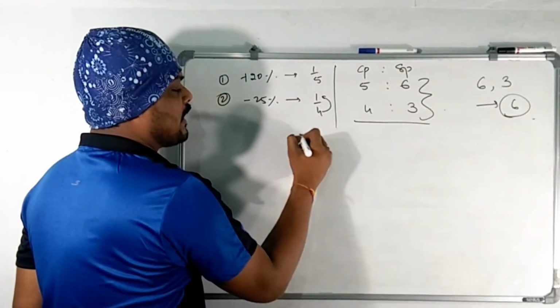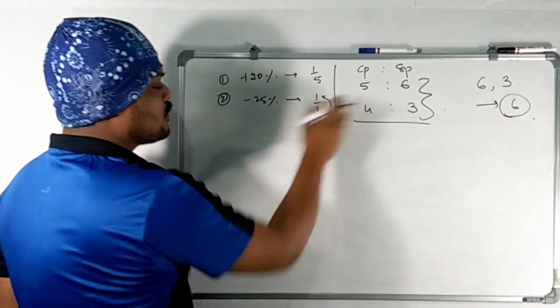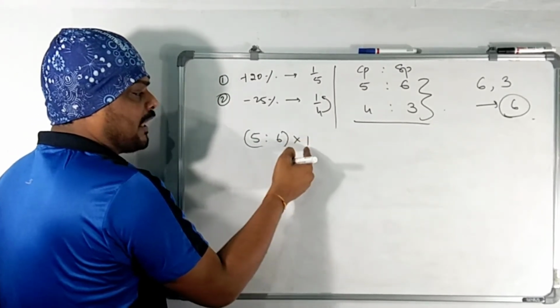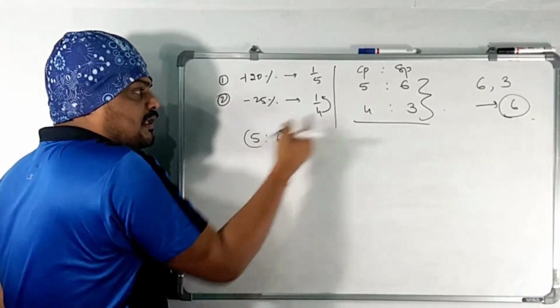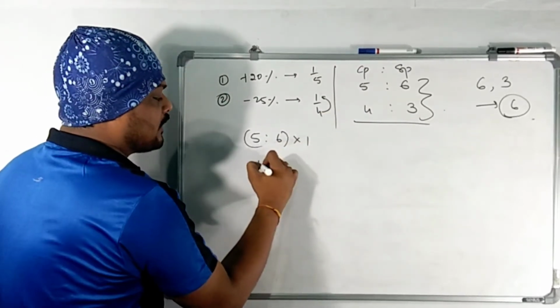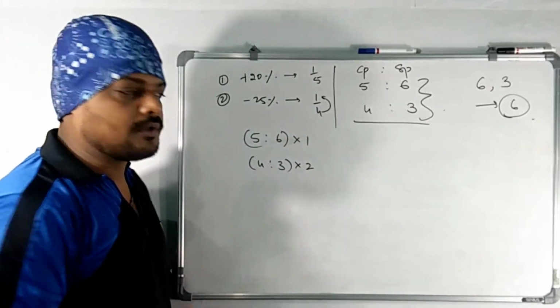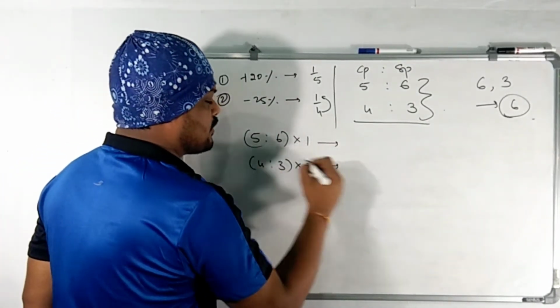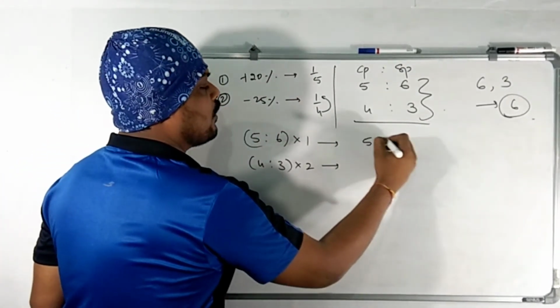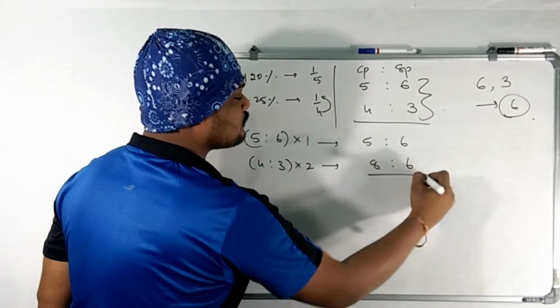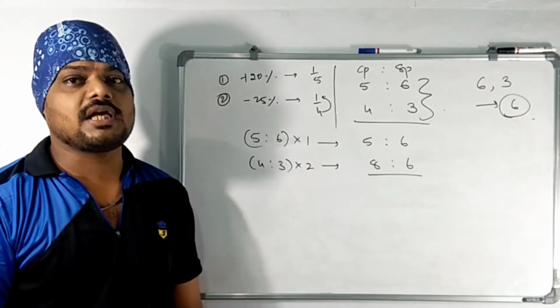So here, for making the ratios equal, I need to multiply the first by 1 to make this 6 into 6 units, and for the second ratio I need to multiply it by 2 units. Later I will get the exact ratios which I need. So here I got 5:6 and 8:6. Here are the exact ratios which I need.